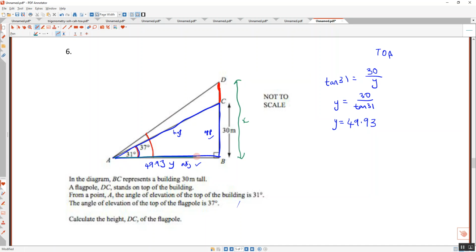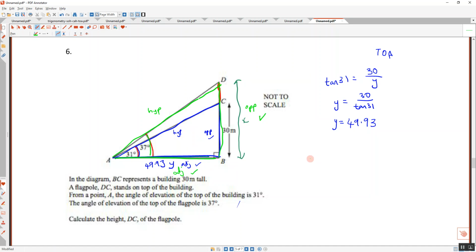I'm going to go back to the large triangle. Actually, let's use a brighter color than that. Let's use green. I'm going to look at this triangle. And this time I'm using an angle of 37. So again, this side is opposite 37 degrees, so this is the opposite. And I now know this side, which is the adjacent, because this one is the hypotenuse, because it's opposite the right angle.